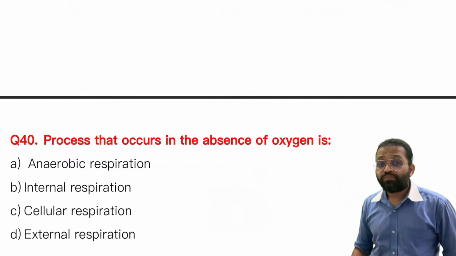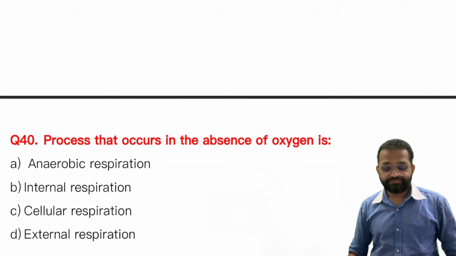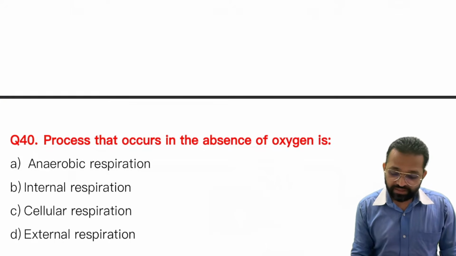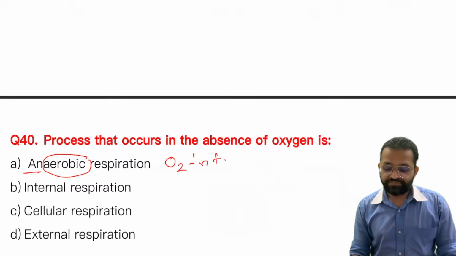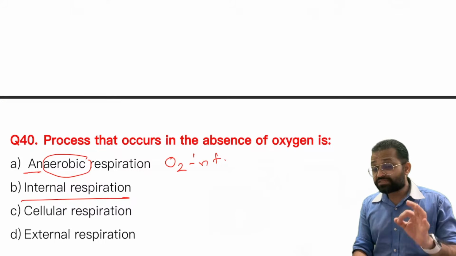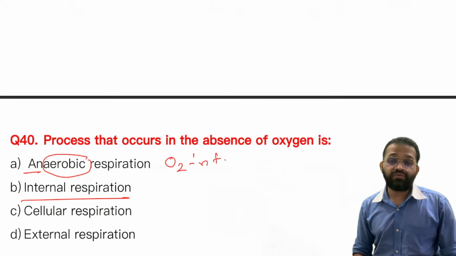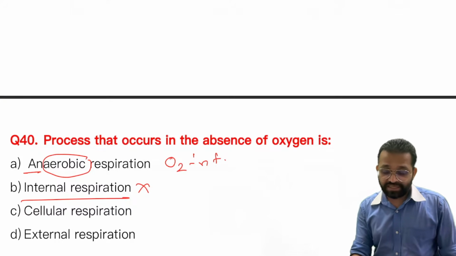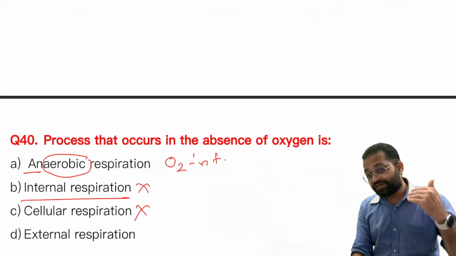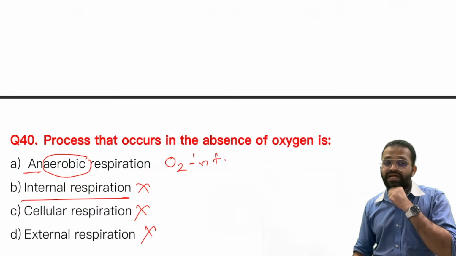Now tell me, the process that occurs in the absence of oxygen. Anaerobic and aerobic means oxygen absent. Internal respiration? No, sir. This is occurring within the cell. Yes, there is an exchange between the blood and our cell. It is not the answer. Cellular respiration? Sir, within the cell there is respiratory activity, ETC cycle. So it is also not the answer. External respiration? Yes, there is an exchange of gas between the blood and the lung. So it is also not the answer. Answer is A.